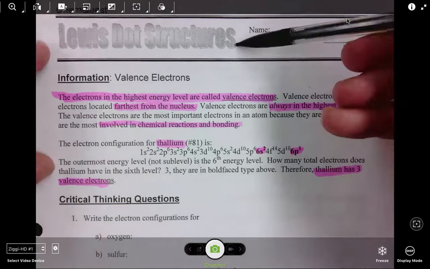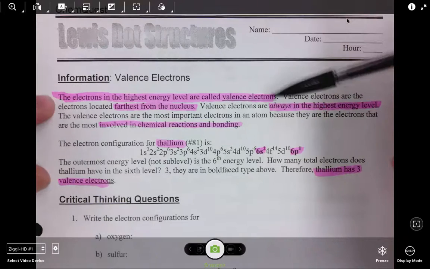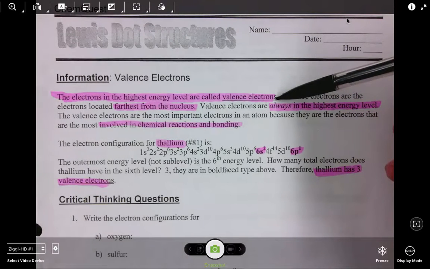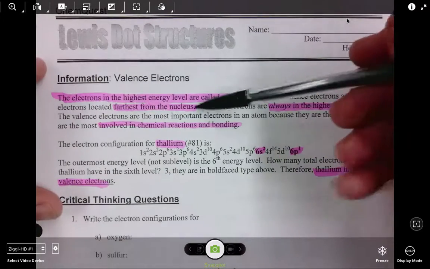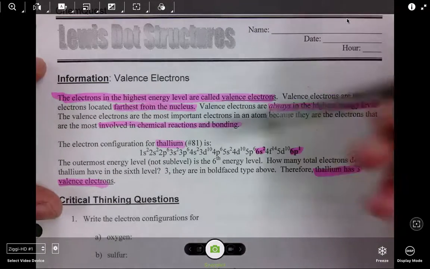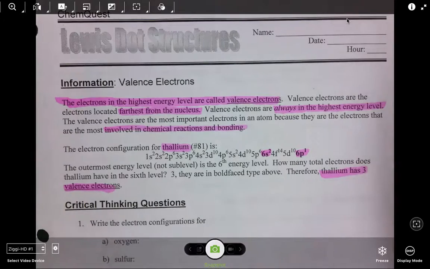So today we are looking at Lewis Dot Structures. Right when we start off, we have our definition for valence electrons. The definition is valence electrons are the electrons that are in the highest energy level. I've highlighted a couple other important facts. So the first thing is valence electrons are the farthest away from the nucleus out of any other electrons.